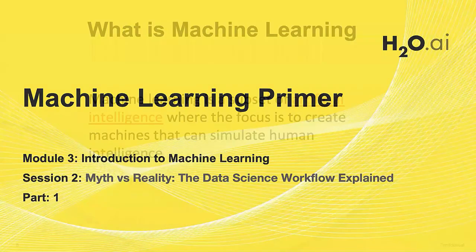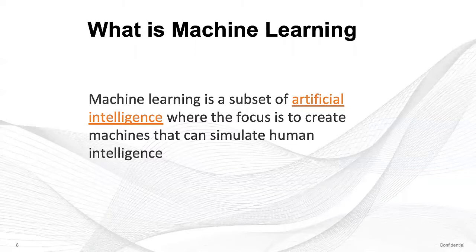Machine learning, like I mentioned in the last session also, is a subset of artificial intelligence, and its focus is to create machines that can simulate human intelligence. Let's break that down little by little. One of the important components of machine learning is that we take some data and we use that data to make predictions or identify important relationships in the data.